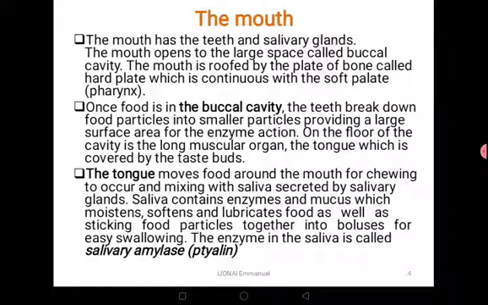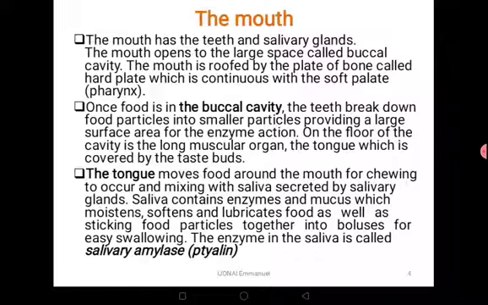So on the floor of the buccal cavity is a long muscular organ, the tongue, which is covered by the taste buds. I want you to look at your tongue using a mirror. You look at it critically. You will see some small dots on the tongue. Those structures, those beautiful structures, are what we call the taste buds. They are called what? The taste buds, and they are found in your tongue. And the tongue is very muscular. It is a hard muscle.